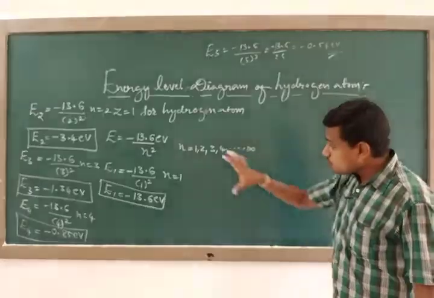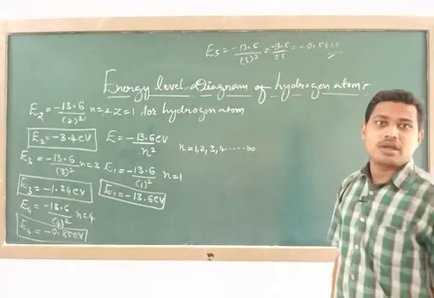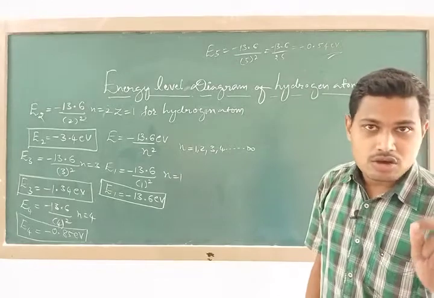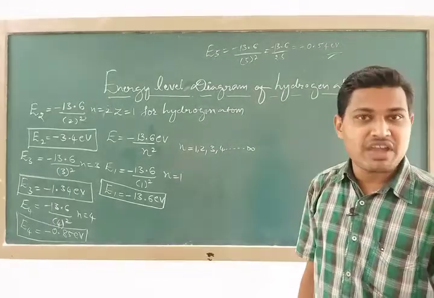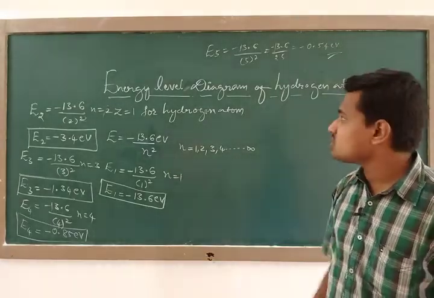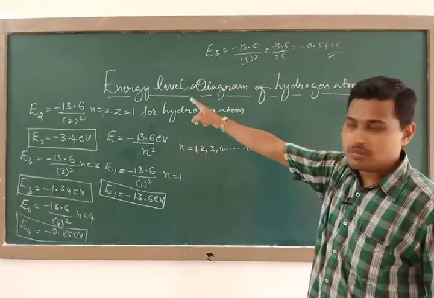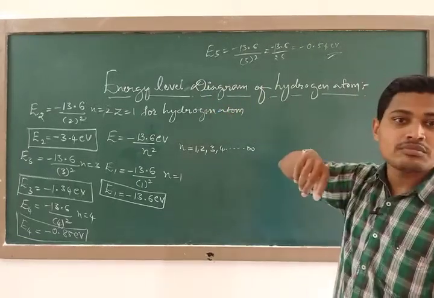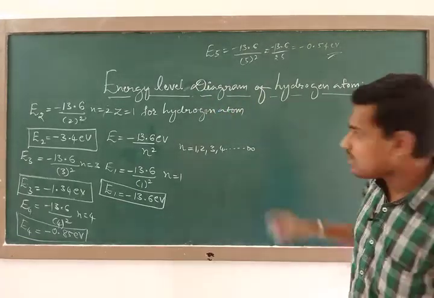Now the energy of the electron in its various orbits is represented in one diagram called the energy level diagram. That energy level diagram we shall see.